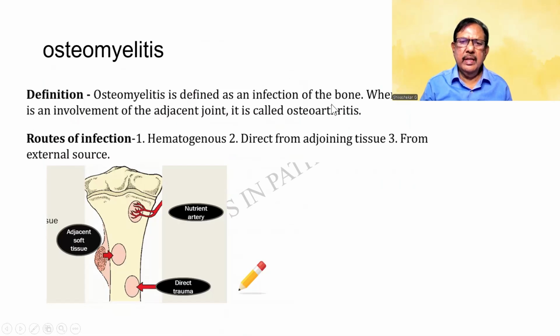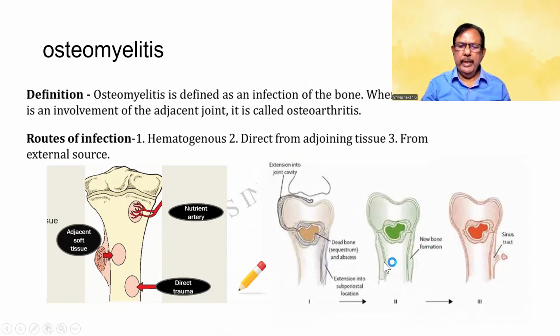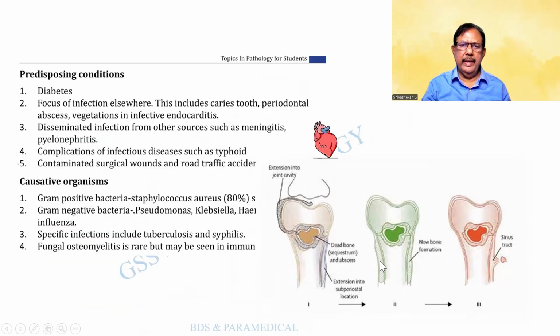Osteomyelitis is defined as an infection of the bone. When the joint is also involved, it is called osteoarthritis. The routes of spread can be hematogenous, directly from the adjoining tissue over here, and via an external source. So these are the three sources. Draw this diagram. And this is the picture which I shall be explaining again.